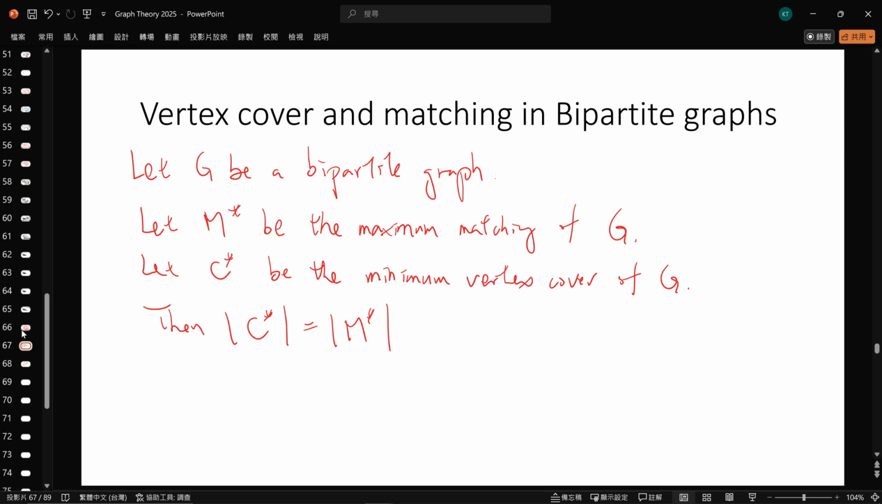Okay, so today we're also going to show that this is actually a byproduct of the third question that we're going to consider. That if the graph is a bipartite graph, then the size of the minimum vertex cover is actually equal to the size of the maximum matching. So we're going to prove this as a byproduct of the answer to the third question.